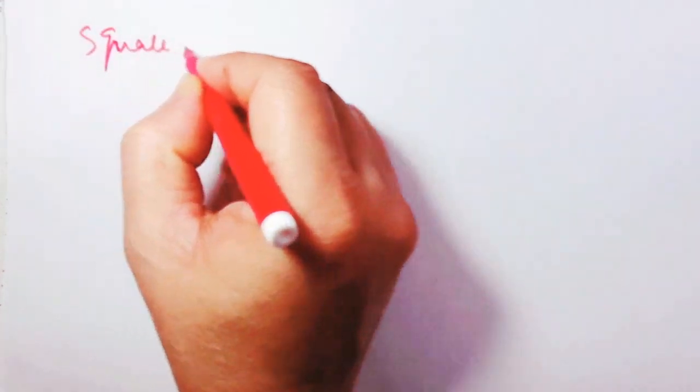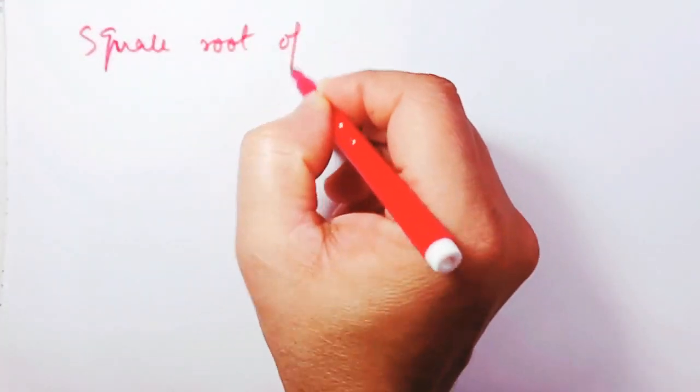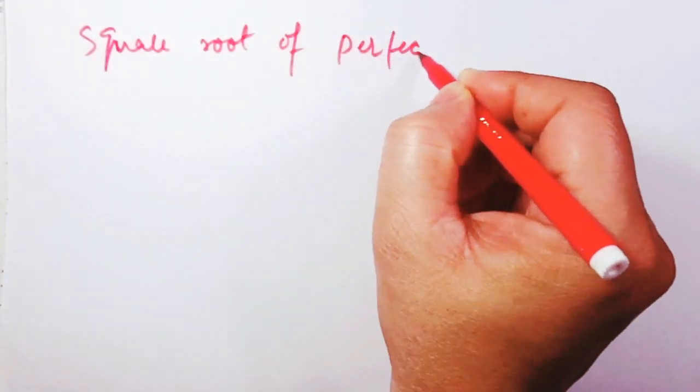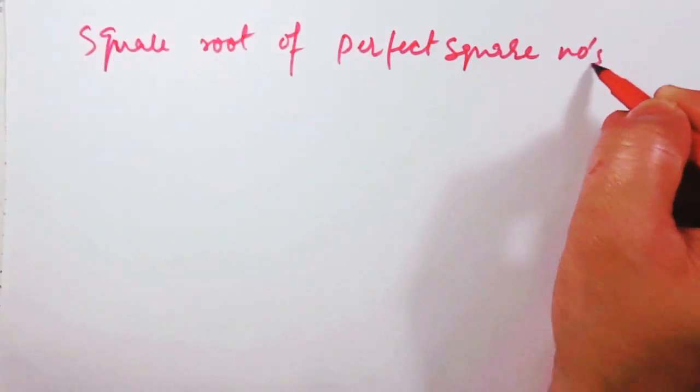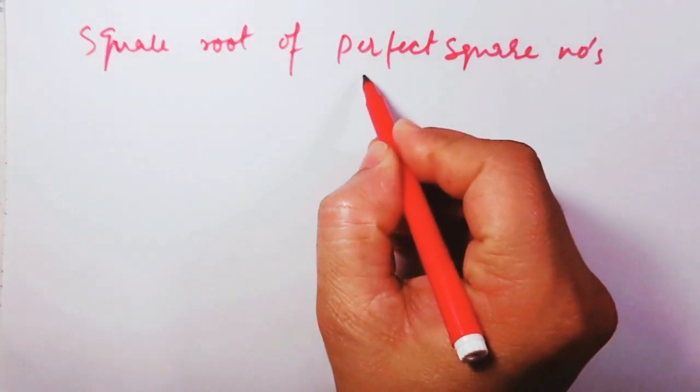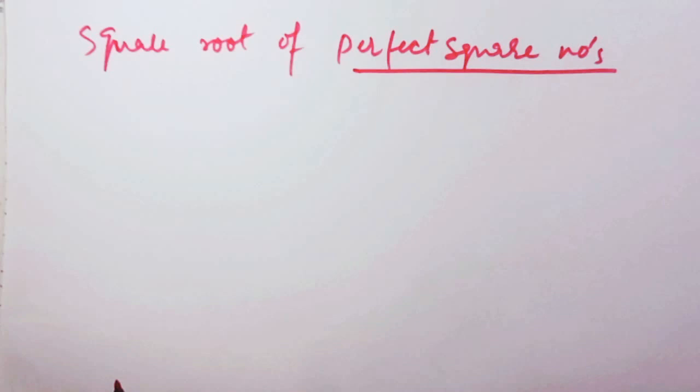Okay, now something more important to teach you people is what do you mean by the square root of perfect square numbers. So let's try to understand what are perfect square numbers. Let me take 16, and 16 is a number. Let me see whether this is a perfect square or not.